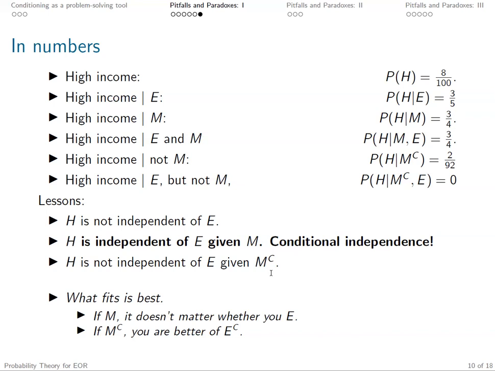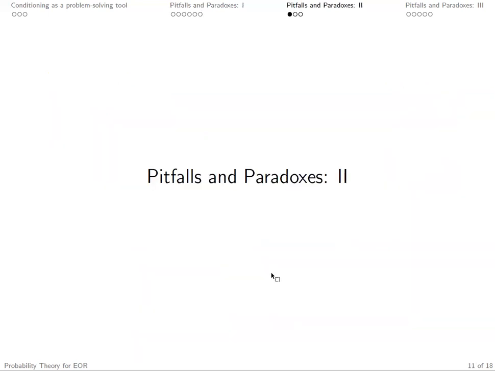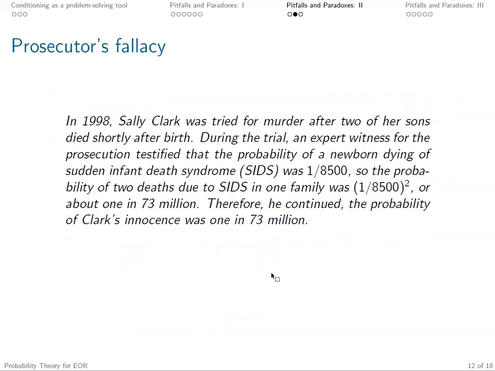Okay, now let's take a look at the second exercise, which is the prosecutor's fallacy. So here is a tragedy. Sally Clark was tried for murder after two of her sons died shortly after birth.